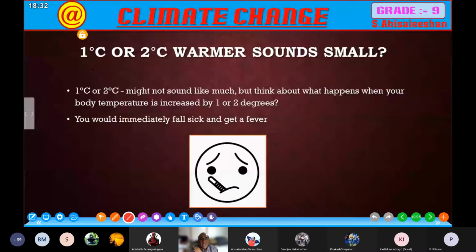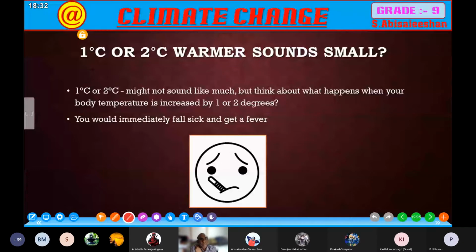1 degree Celsius or 2 degrees Celsius warmer sounds small. It might not sound like much, but think about what happens when your body temperature is increased by 1 or 2 degrees. You would immediately fall sick and get a fever.